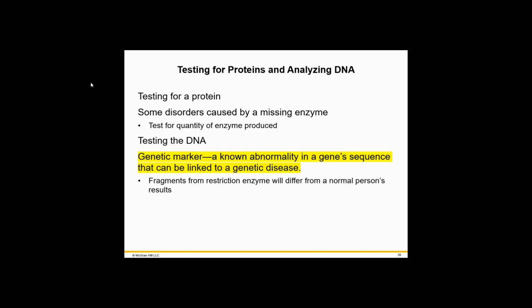With genetic counseling, we can test for proteins. For some disorders caused by a missing enzyme, we can test for the quantity of the enzyme that's produced. When we test DNA, we are looking at genetic markers. A genetic marker is a known abnormality in a gene sequence that can be linked back to a genetic disease. When we're looking at those genetic markers, we take a person's entire genetic profile, and that profile is a complete genotype, including all their mutations.